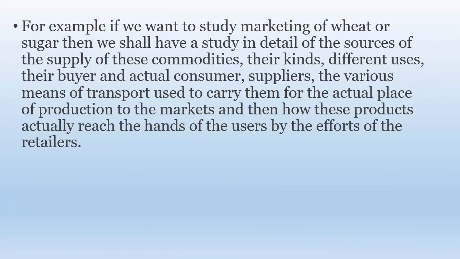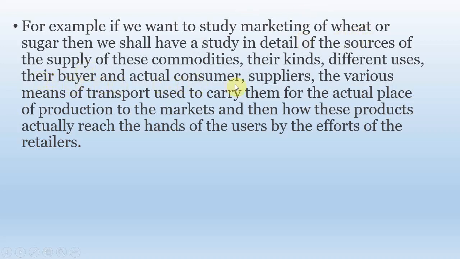For example, if we study the market for wheat or sugar, then we shall have to study in detail the sources of supply of these commodities. When we study wheat, from where is it supplied? Mostly from the northern states, that is Punjab, Haryana. Then the kind, the quality, they are classified on the basis of grades and types. Then different uses, for what all they are used. Wheat for making chapatis, then bread, everything. Who are the buyers? The whole country, most of the people buy, we all buy wheat.